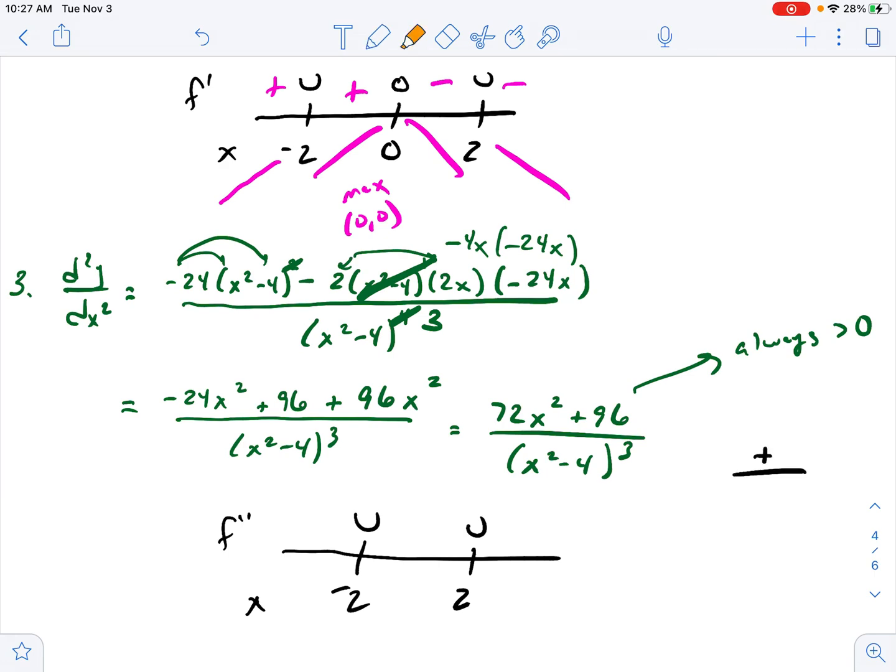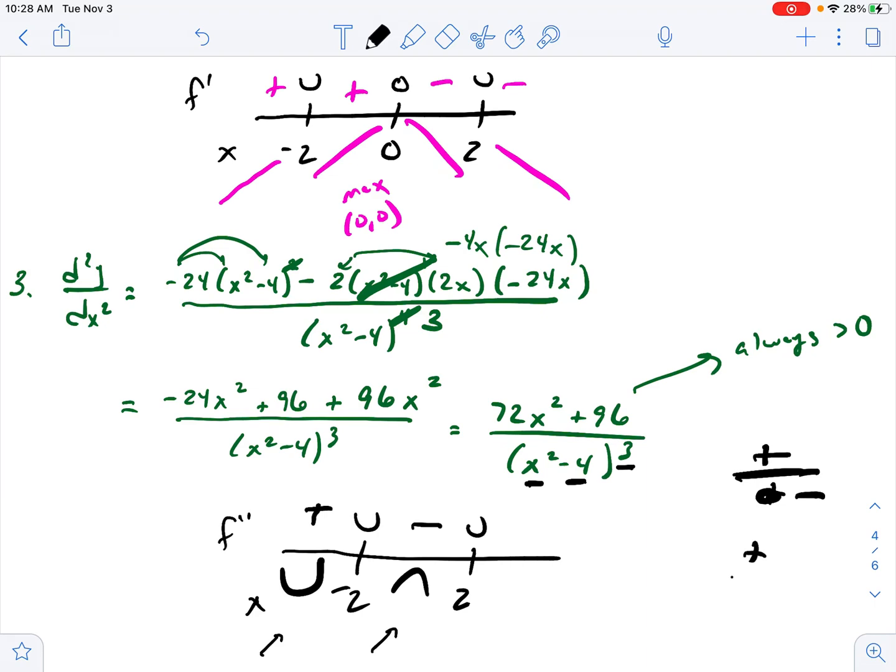The numerator is always positive. It's going to come down to the sign of the denominator. If I take a number like negative 3, somewhere in here, negative 3 squared is 9, minus 4 is positive, cube it, it's positive. We're concave up. A nice number in between would be right at 0. The top is positive. 0 minus 4 is negative, cubed is negative. That came back negative.